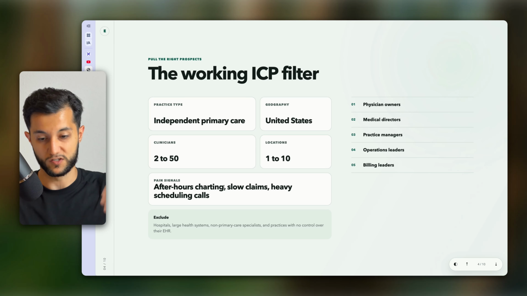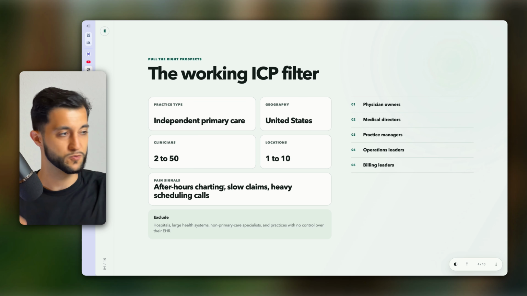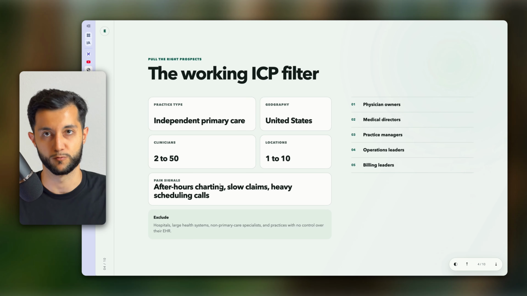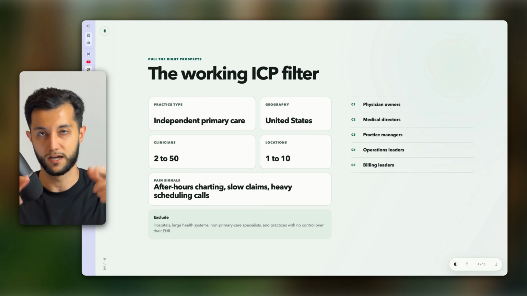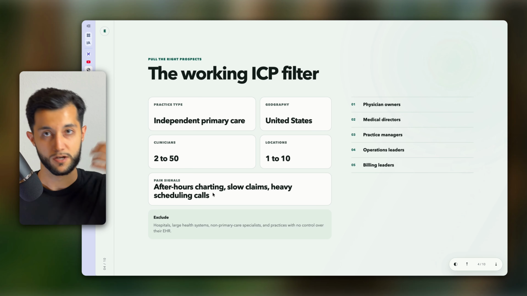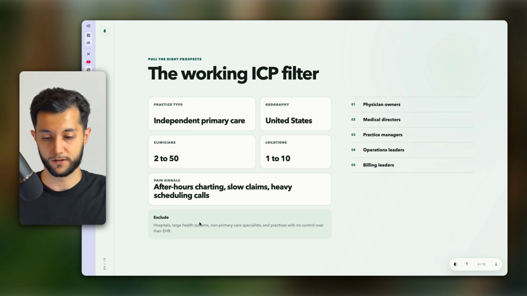We already have the system that works. If there are specifics as to what are the exact pain points, etc., it's really not that important. We have AI nowadays. We can easily adjust the scripts that we know already work. And I'll show you the scripts in a second. But we have after hours charting as a pain signal, slow claims, and then heavy scheduling calls. So people have to manually be on the phone, schedule appointments, etc., right?